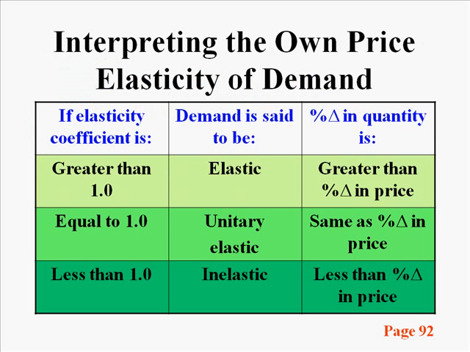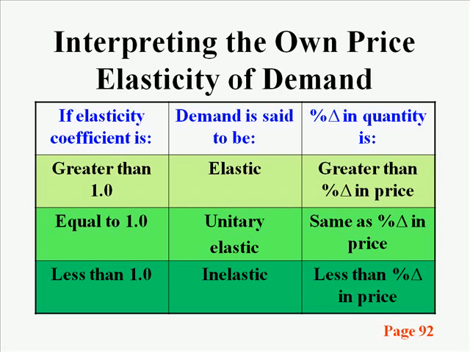So if we have our answer of negative 1.67, what does that mean? Well, this chart is going to help tell you what that means. What we're looking at is the elasticity coefficient, which is our answer. So in simple terms, that means negative 1.67.